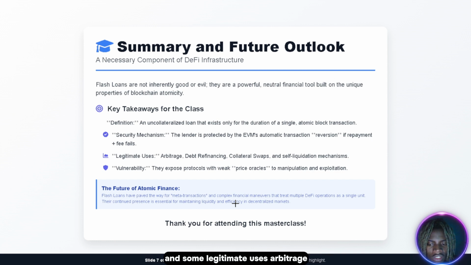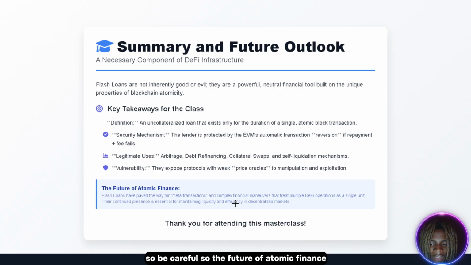And some legitimate uses: arbitrage, debt refinancing, collateral swaps, and self-liquidation mechanisms are all going to be some uses for flash loans. And vulnerability is also going to be subject to play. They expose protocols with weak price oracles to manipulation and exploitation, so be careful.